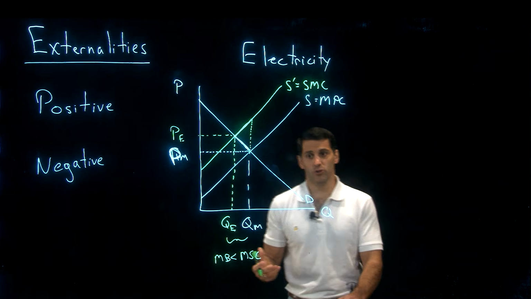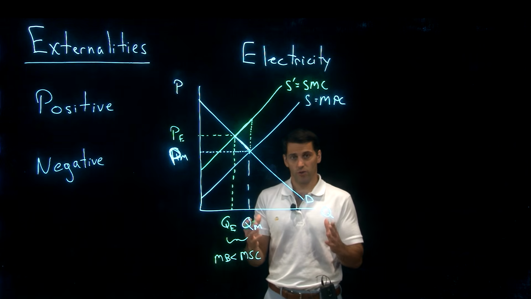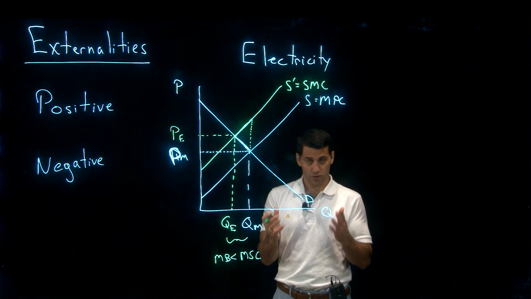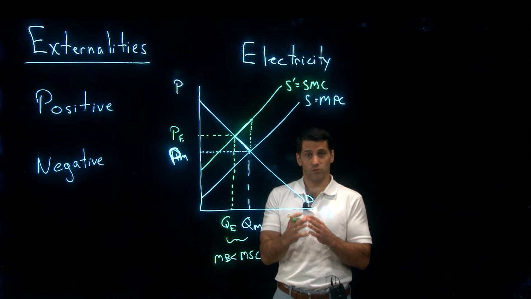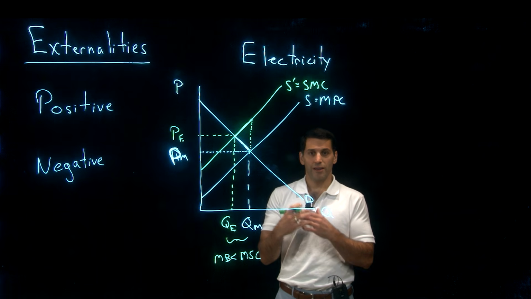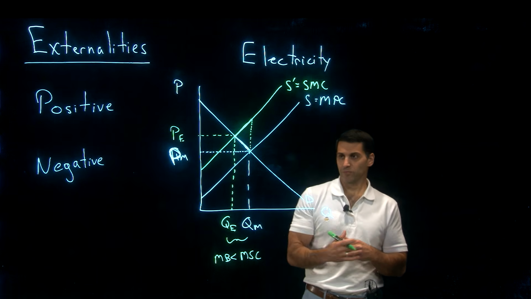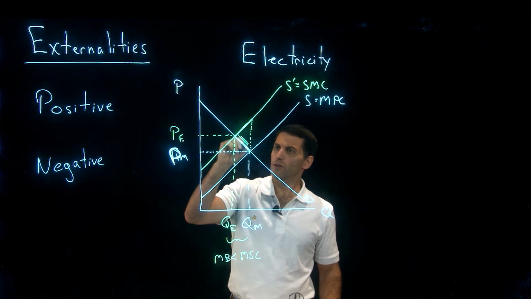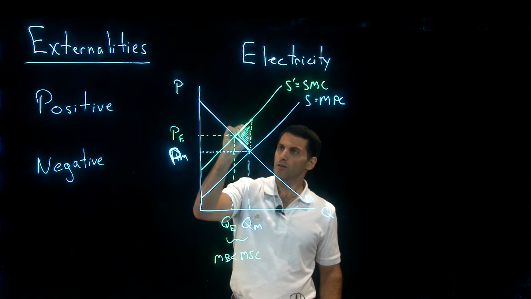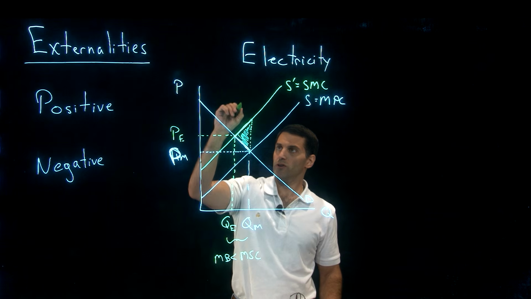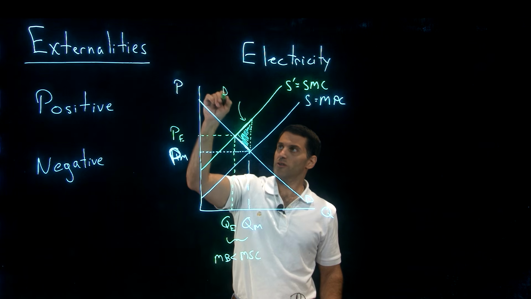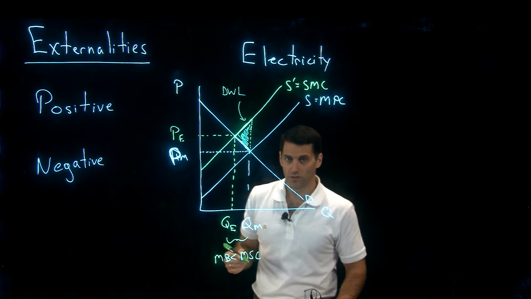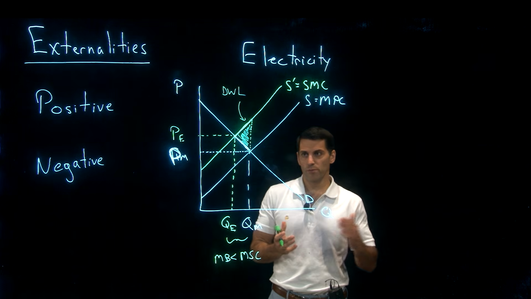Remember, the marginal social cost takes into account the firm's marginal cost, the private marginal cost, which reflects directly the cost of production, and the externality. And so if you look at it over that quantity, we have this triangle in here, which is our deadweight loss. We are overproducing.